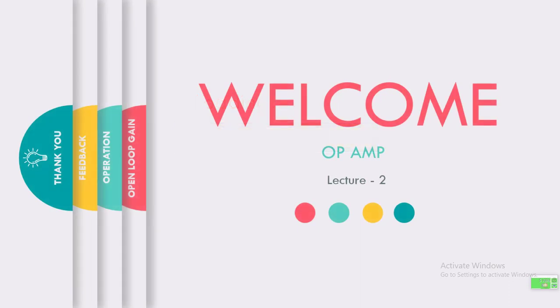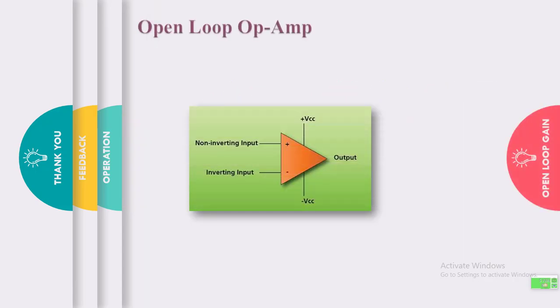Welcome to my second lecture of operational amplifier. In the previous topic, we saw the symbol of op-amp with 5 terminals: inverting, non-inverting, plus voltage, minus voltage, and output. This type of op-amp is called open loop circuit because there is no feedback terminal. Feedback means some portion of output comes to input. That will be covered in the last portion of this lecture.